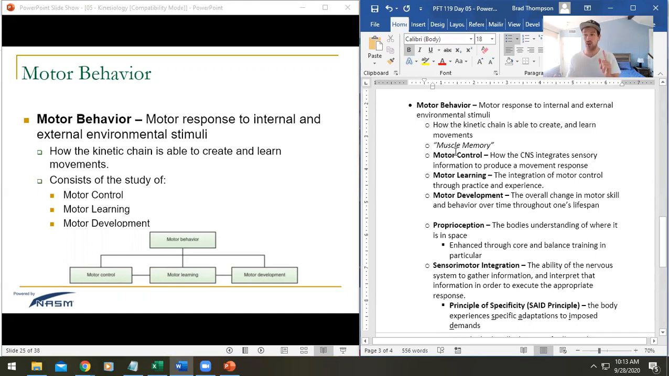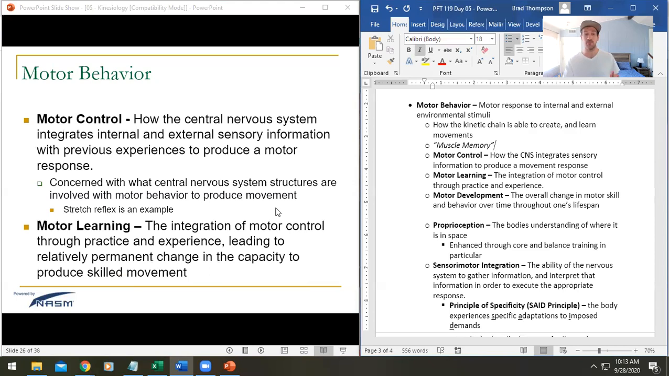Oh, and one other thing, this is my little sub note here. Think of motor behavior as your muscle memory. Muscles don't have memories, right? They don't have their own little internal brains, but they are connected to your nervous system. So when you think of muscle memory, it's how you instinctively know how to throw your arm up and catch something, right? You don't have to think about all of that because you've caught stuff before. So that's what your motor behavior is. Now there's 3 parts of it. There's motor control, motor learning, and then the one that we spend a lot of time working on with our clients, which is motor development.